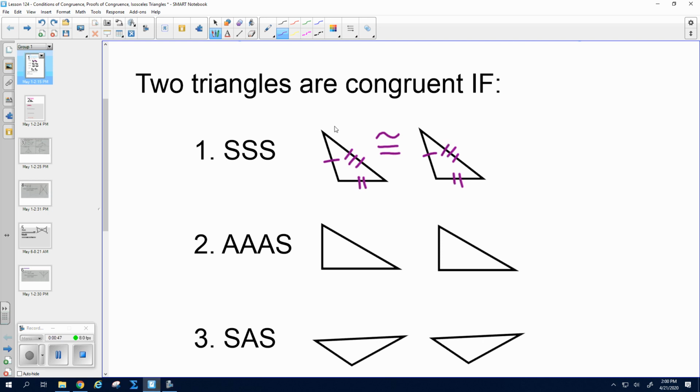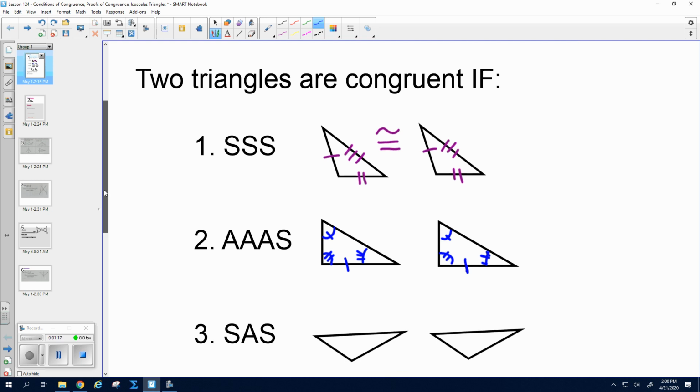Okay, we can also prove congruence by angle, angle, angle, side. So if you know 3 angles and 1 side, so that means I know this angle is congruent to this angle, I know this angle is congruent to this angle, and I also know this angle is congruent to this angle, so all 3 of them. And I know at least one side. It doesn't matter which one, so let's say we know this side's congruent to this side. Then I have angle, angle, angle, side, which proves congruence.